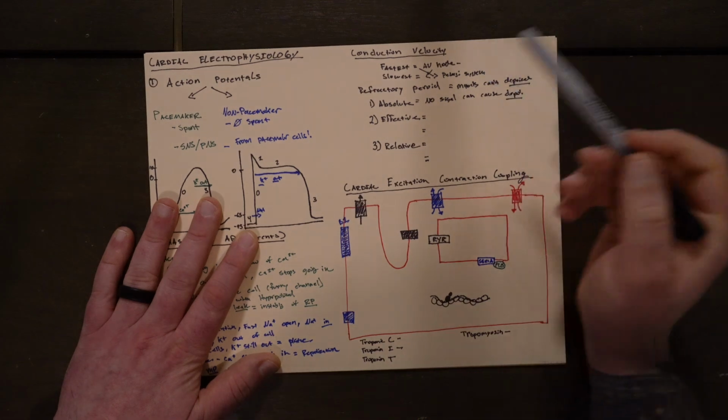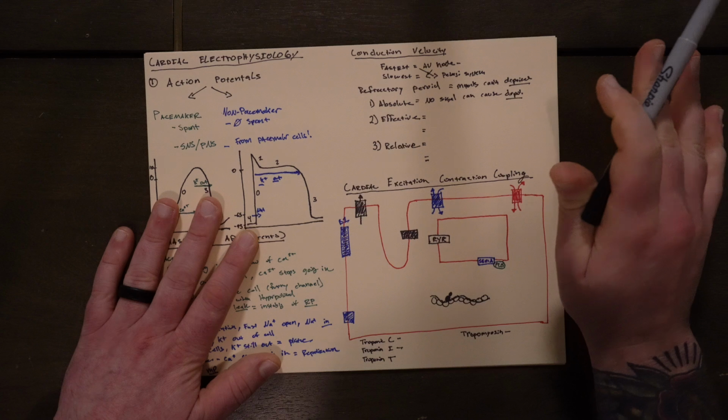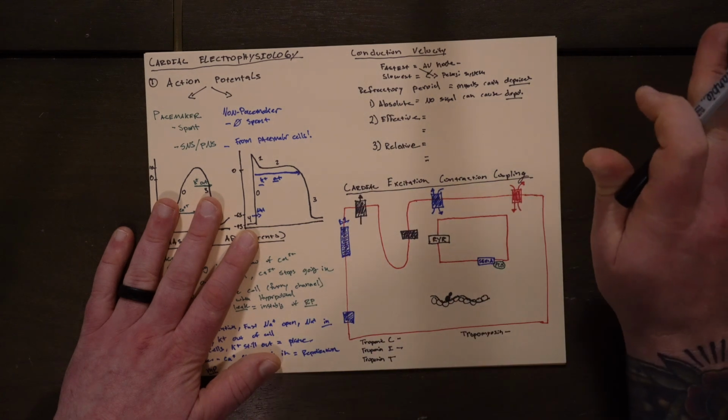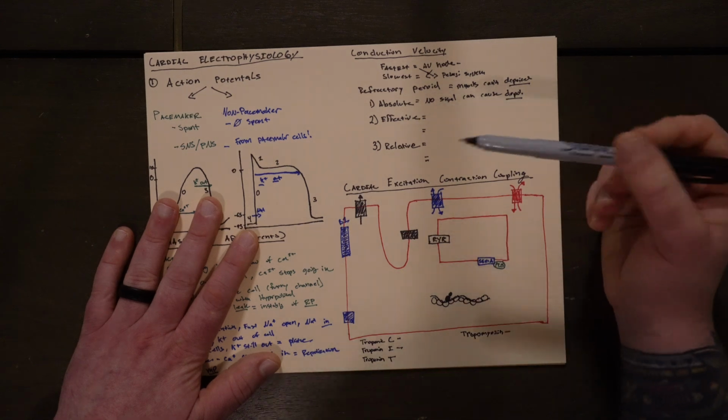All right, so no matter what happens, no matter how big the signal is, during the absolute refractory period the cardiac myocyte will not respond to it. Then there's the effective refractory period.